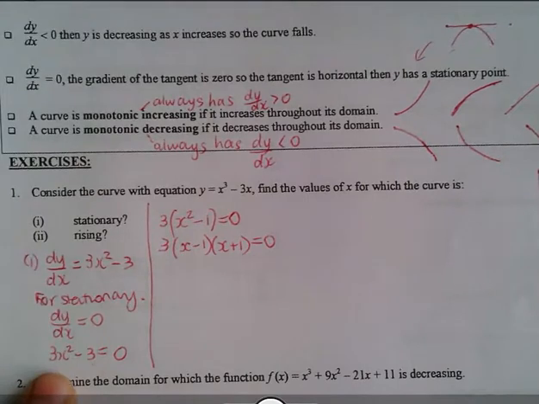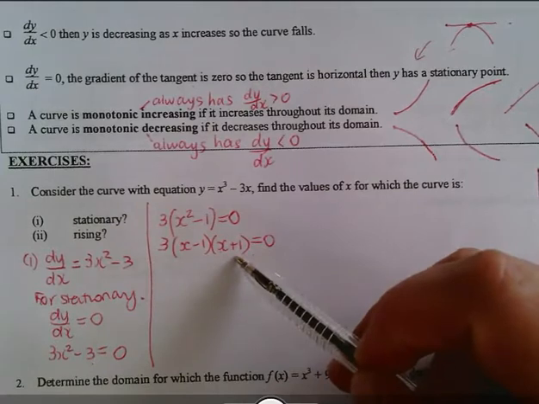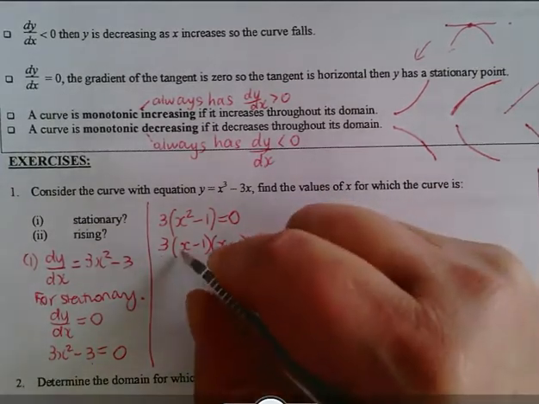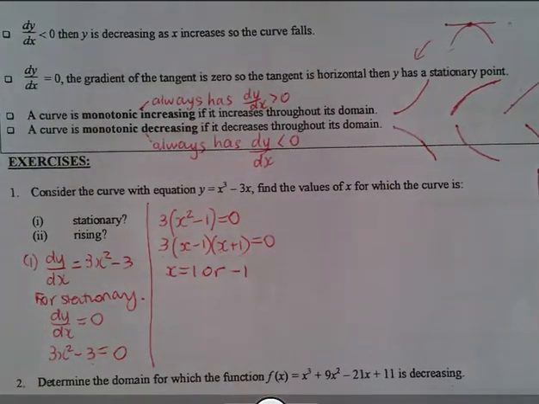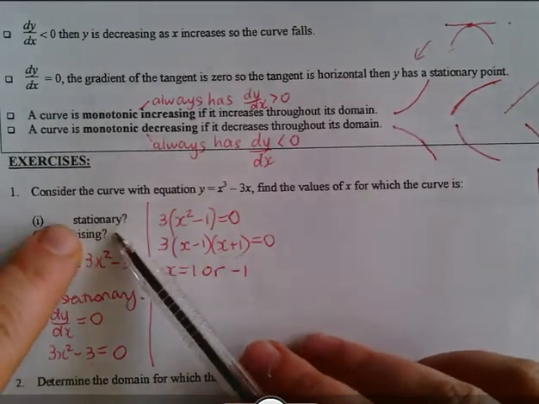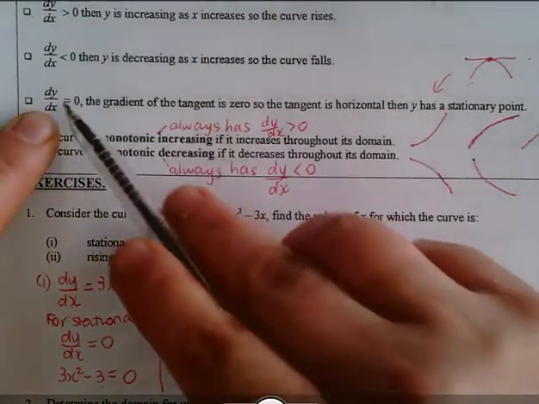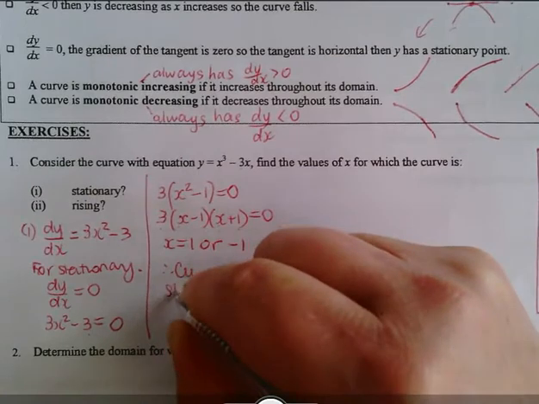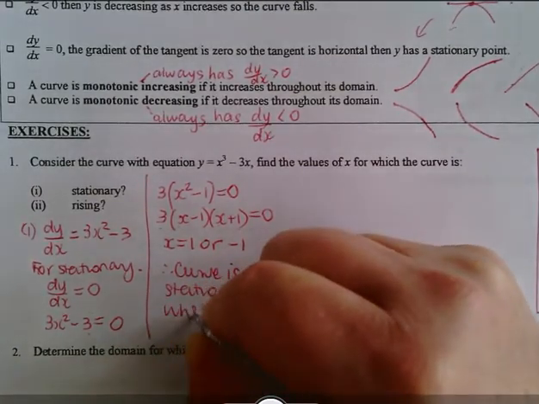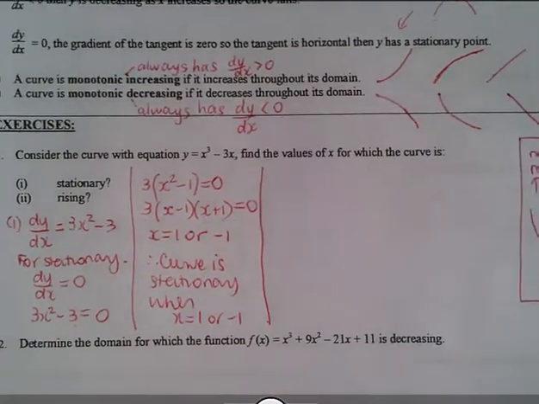So I'm trying to solve this equation, 3x squared minus 3 equals 0. The way you solve it is you factorize it. We take out 3 as a common factor, then we factorize, and obviously 3 doesn't equal 0, so x minus 1 is 0 or x plus 1 is 0, so x is 1 or negative 1. So the values of x for which the curve is stationary, do you get it? It's telling us up here the curve will be stationary when dy dx is 0. So therefore, the curve is stationary when x is 1 or negative 1. Once we sketch this a bit later, you're going to see.